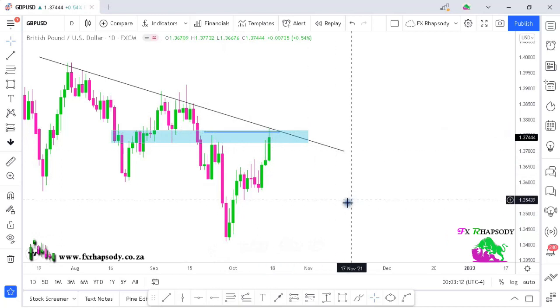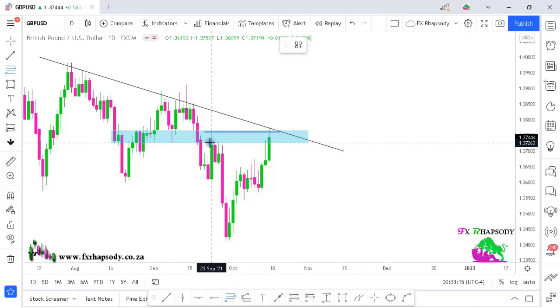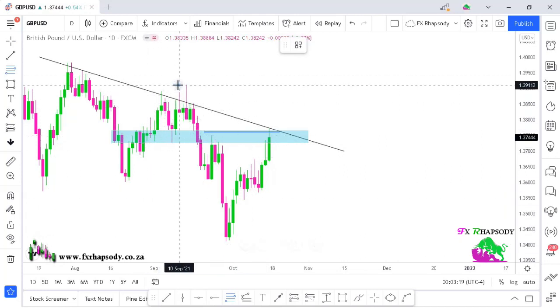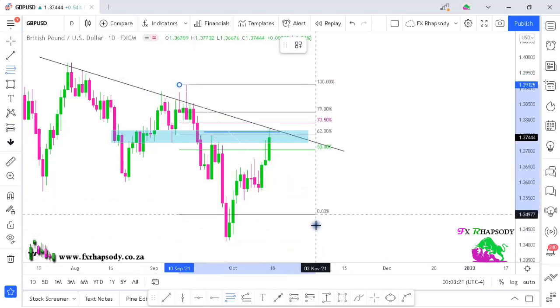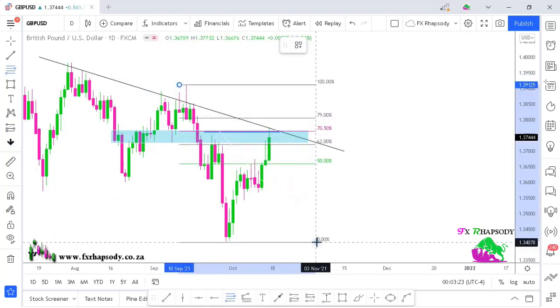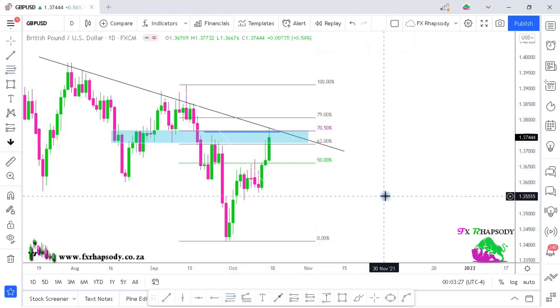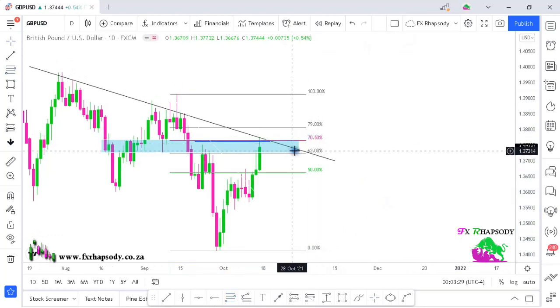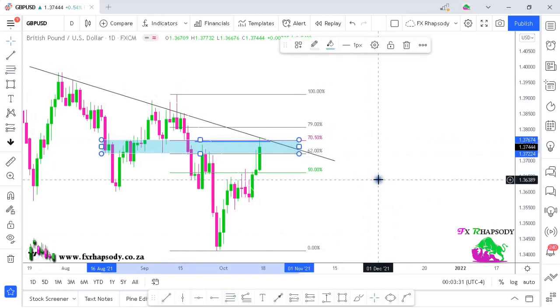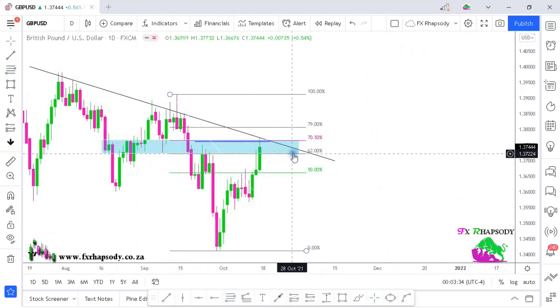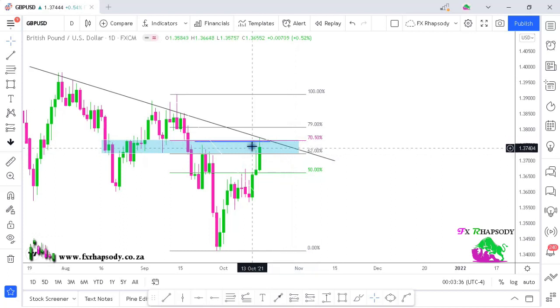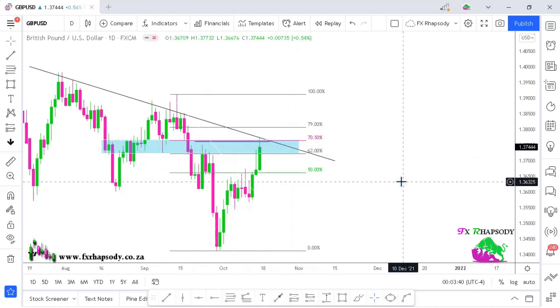And if you take your Fibonacci from your swing high to the very swing low, from this high to this very swing low, I think we just did it on the weekly, and you can just adjust that, see how this zone between the 62% and the 70% is acting as a big support and resistance. It's a key zone in the market.